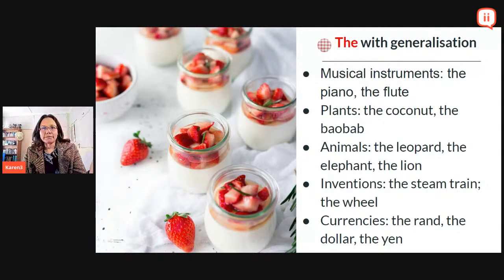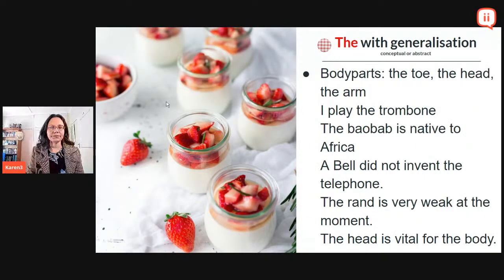Inventions: the steam train, the wheel. Currencies: the rand, the dollar, the yen. And there's a couple more. I'll give you examples just now. The next is body parts: the toe, the head, the arm. Now, this is only when we are making generalizations, not when we're talking about a specific item, so my eye, or something like that. But when we're making a generalization about eyes, okay?